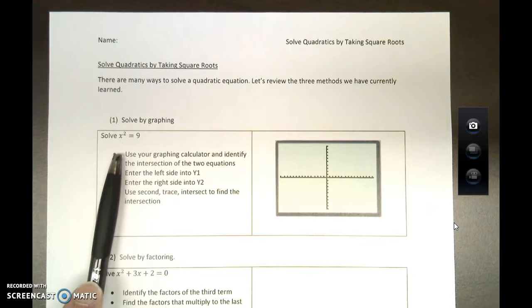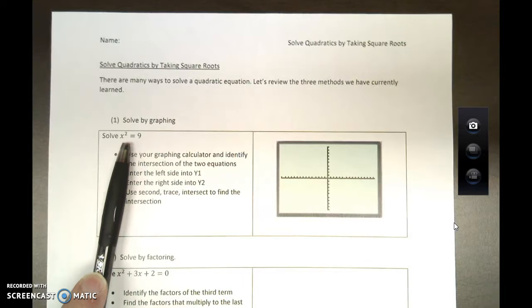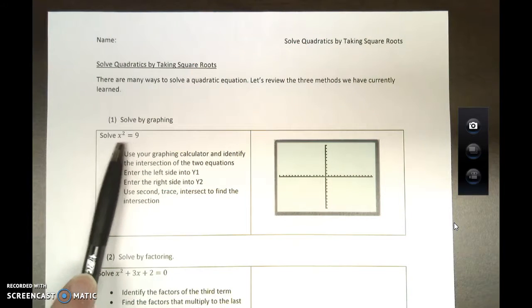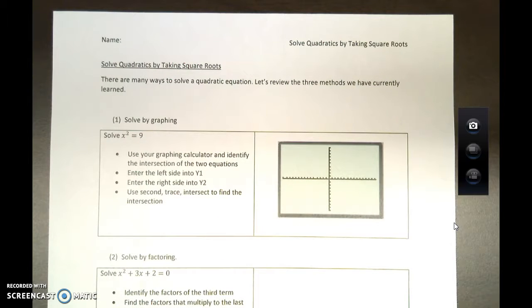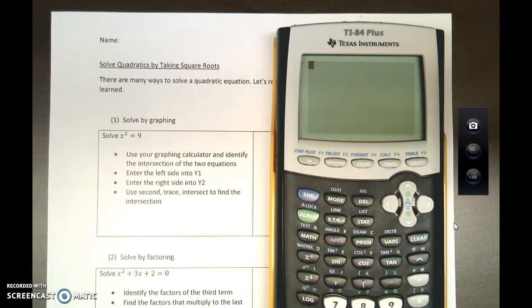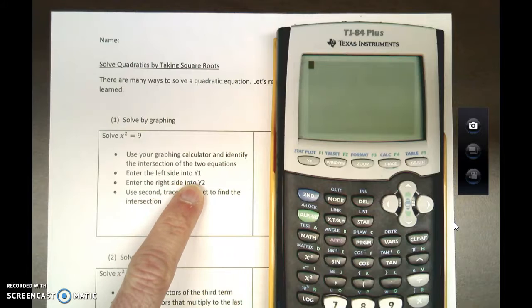Remember, you were given an equation with a quadratic. Quadratic is when you have an exponent of 2 as your highest degree in the equation. So we have x squared equals 9. We could use our graphing calculators to figure out the answers to this question. For our graphing calculator, we just had to identify where the two equations were intersecting. So you entered the left side of the equation into y1, and you entered the right side into y2.